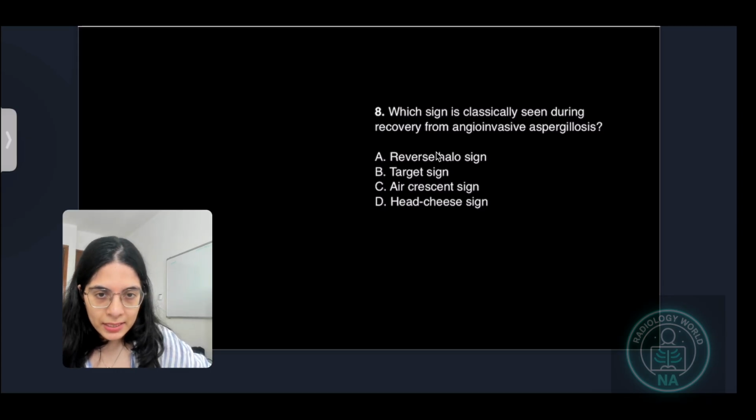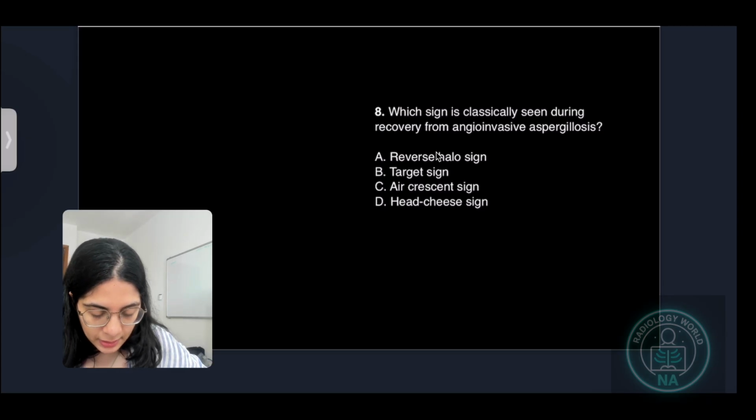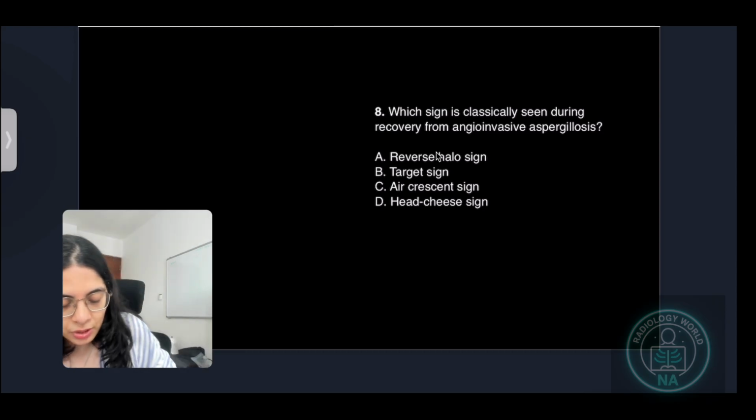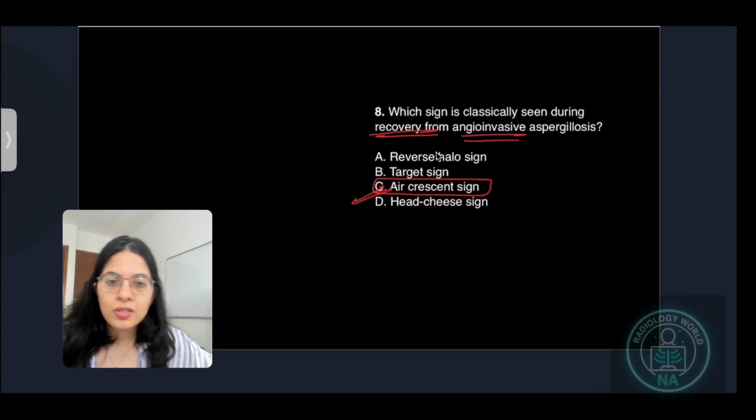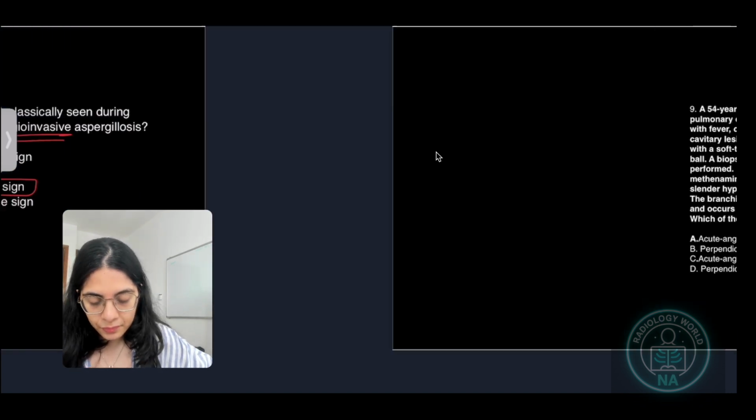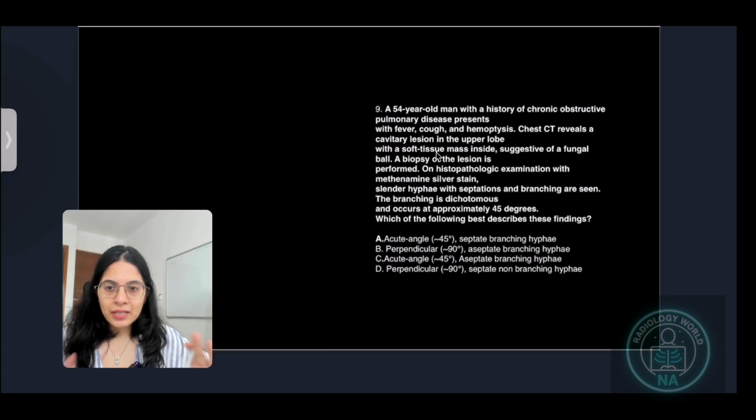Again, I have covered this in quite some detail. So is it A, reverse halo sign, B, target sign, C, air-crescent sign, or D, head cheese sign? Here we are talking about the air-crescent sign. If there is a recovery happening during angio-invasive aspergillosis, we are classically talking about the air-crescent sign. Okay. Now, the radiology point about aspergillosis we have covered.